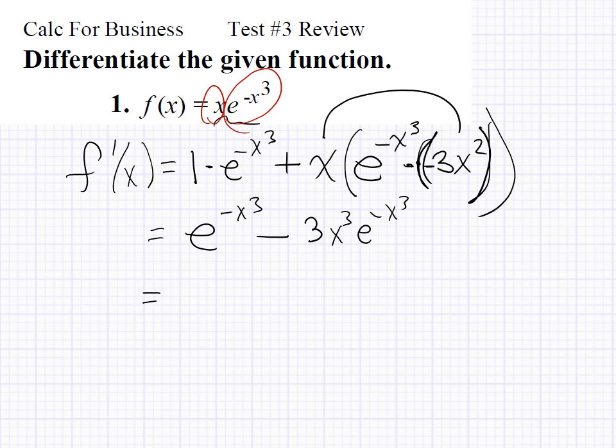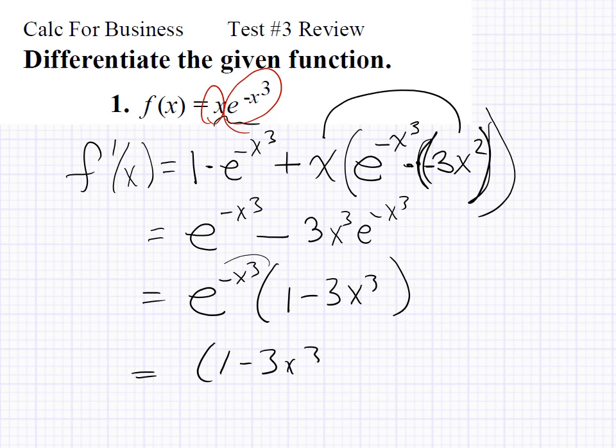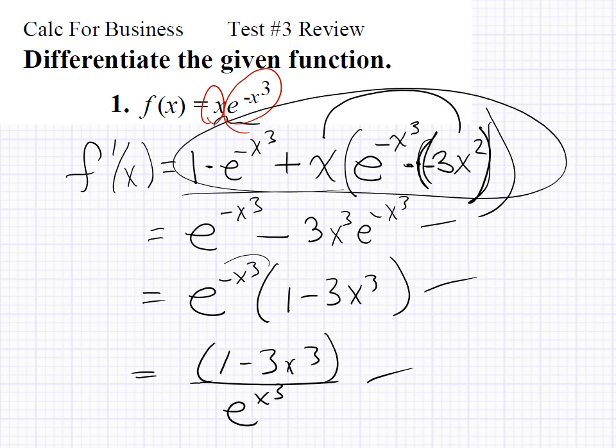I could write it like that. I can see that they both have an e to the negative x cubed in them. I could factor that out: 1 minus 3x cubed. If you want, this has a negative exponent. If you want to write it so it doesn't, we could also write it as 1 minus 3x cubed over e to the positive x cubed. Any one of these would be acceptable answers on the test. I really don't care which one you would give me. Any one of those would be fine.